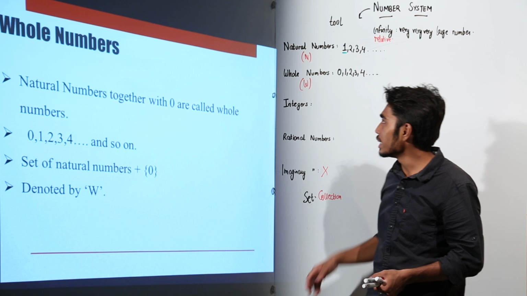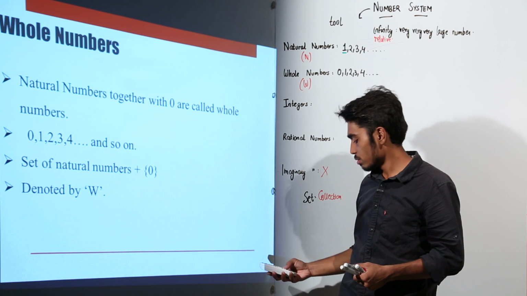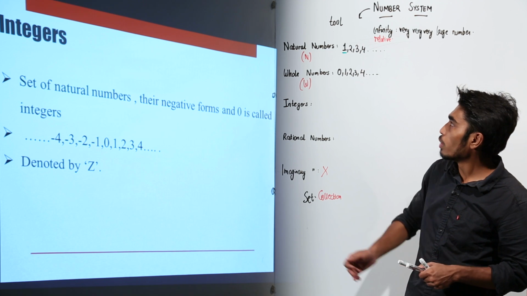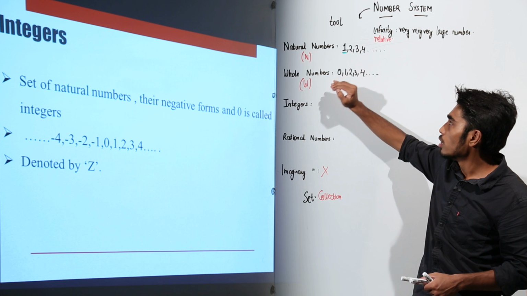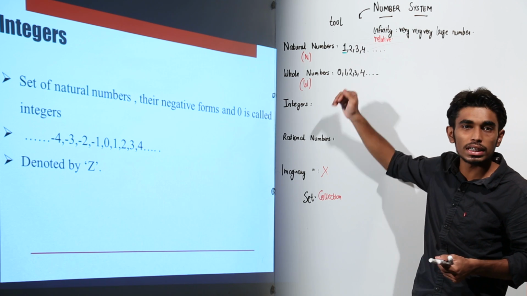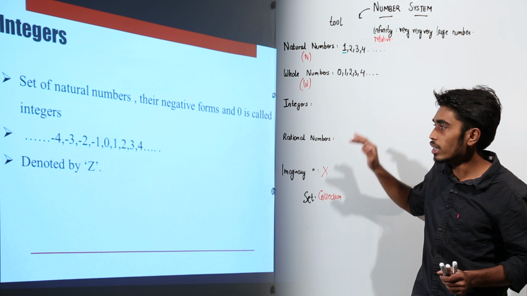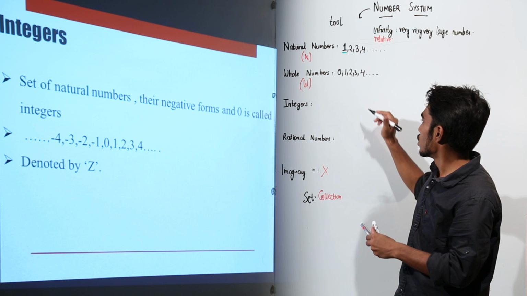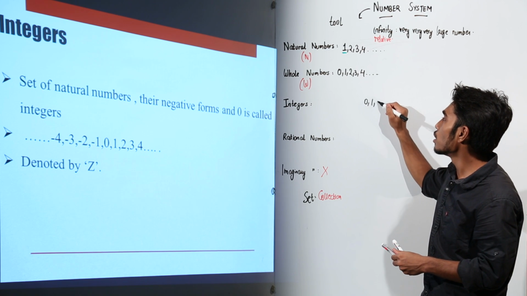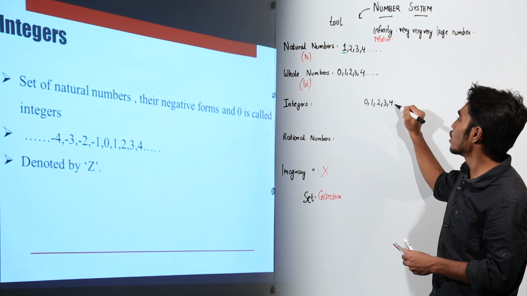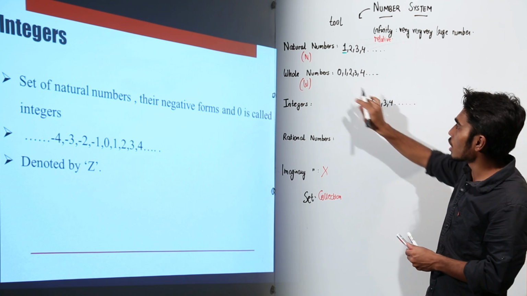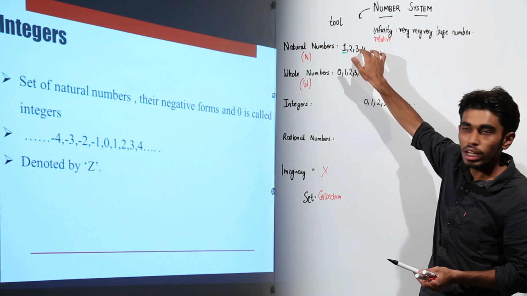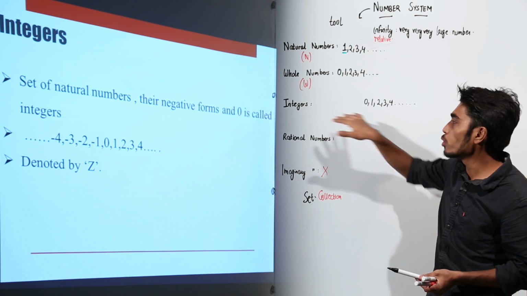Now let us talk about the next set, which is the integer set. So what are integers? Integers are what we get when we take the whole number set and take the negative numbers as well. If I simply write the integer set, it will be 0, 1, 2, 3, 4, and so on up to infinity. This is nothing but the whole number set. And if I multiply each and every natural number by minus 1 and place them here, then I am going to get an integer set.